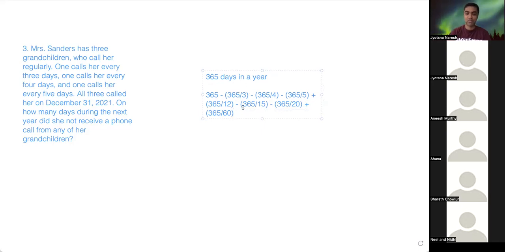Do you remember what this technique is called? You're subtracting and then adding. Doesn't it have the word inclusion or something like that in it? I don't remember the exact name though. Good. Yeah, that's exactly correct. It's called the principle of inclusion and exclusion.